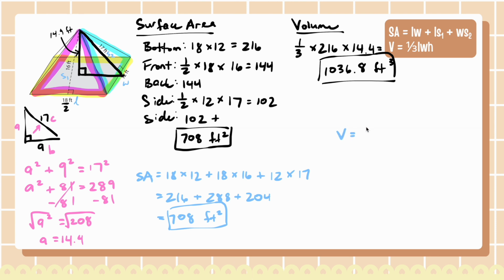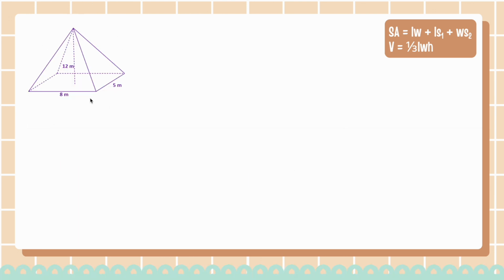For the volume, we're going to start with 1/3, and we're going to multiply it by length times width times height. Now for the height, remember that we figured out the height by using the Pythagorean theorem here, and we got 14.4. So if I multiply all my dimensions together, that's going to be length 18 times width 12 times height 14.4. And all of these multiplied is going to get me 1,036.8 feet cubed as well. So there's the volume.